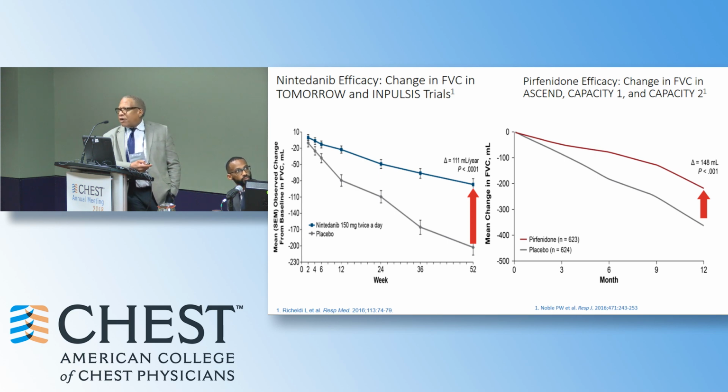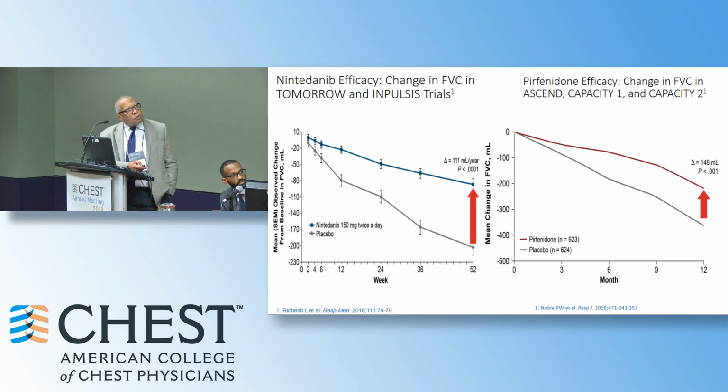TOMORROW, as you remember, was a phase 2 trial that was conducted primarily in Europe, had about a 30% dropout rate, so none of the endpoints reached statistical significance, but it was published in a very nice journal. Richeldi combined that with INPULSIS data, which is the 2 phase 3 clinical trials, to show that if you treat patients with nintedanib, you can achieve about a 110 cc reduction in decline in lung function over a period of 52 weeks.